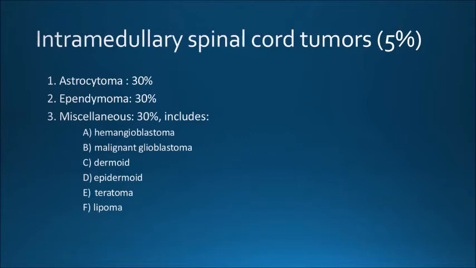Then we have the intermedullary spinal cord tumors. They are the least common, only 5%, but they actually cause the most neurological deficits. Here we have the three types of divisions. 30% are the astrocytomas, then 30% are the ependymomas, and the rest of the tumors are 30%, especially the hemangioblastomas, which are the common ones. Then we have the malignant glioblastoma, dermoid, epidermoid, teratoma, and lipomas. These all comprise the intramedullary spinal cord tumors.